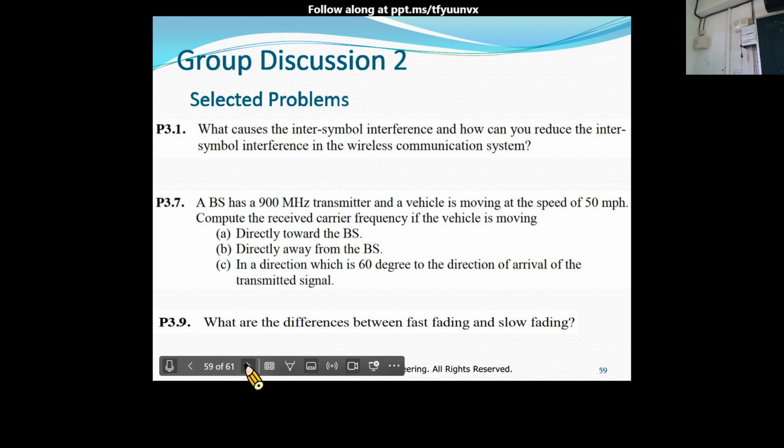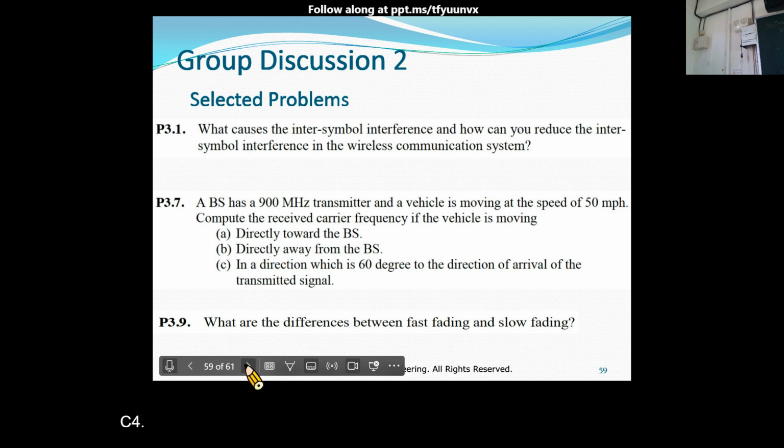And the third one, 3.9, by Group 1. And the sub-problems of the second problem, A and B by Group 3. C by Group 4.